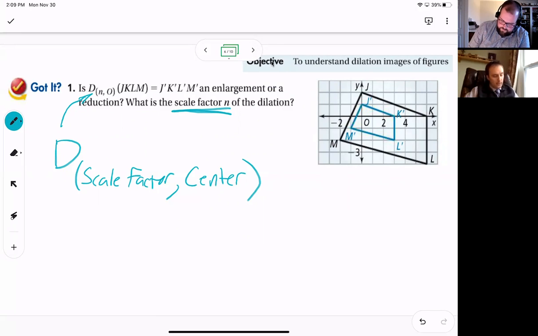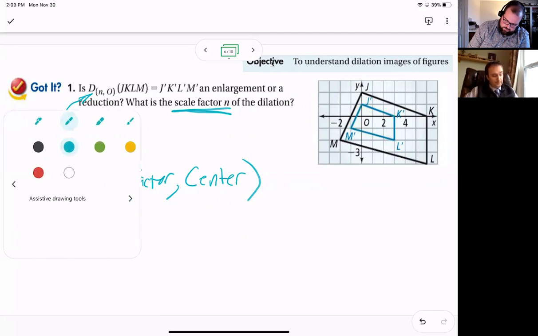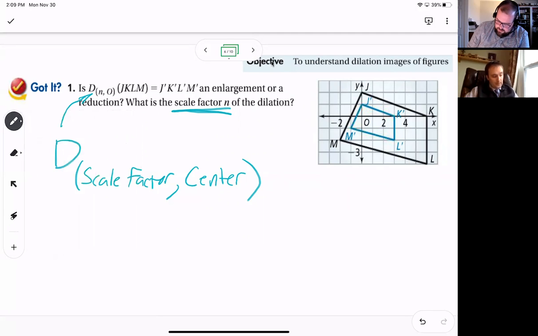Wait. We're supposed to say enlargement or reduction. So we're going again from black to blue. Blue is smaller, so it's a reduction. I like it. I don't see any lengths though, so we have to figure out the scale factor for this as well.